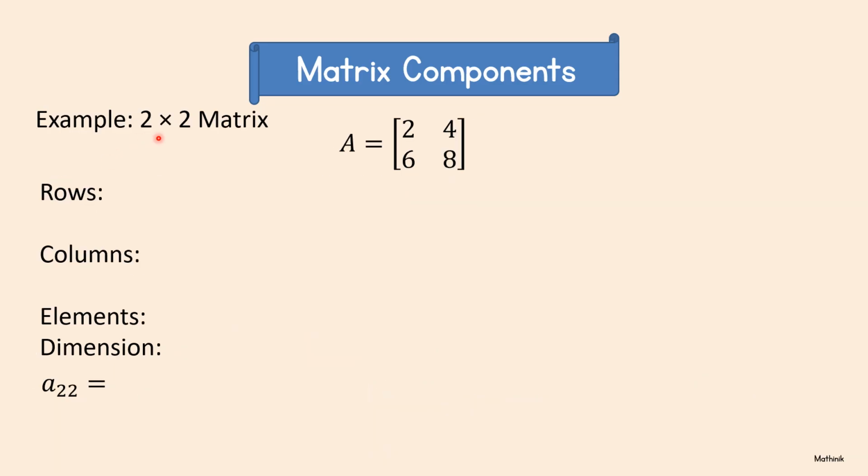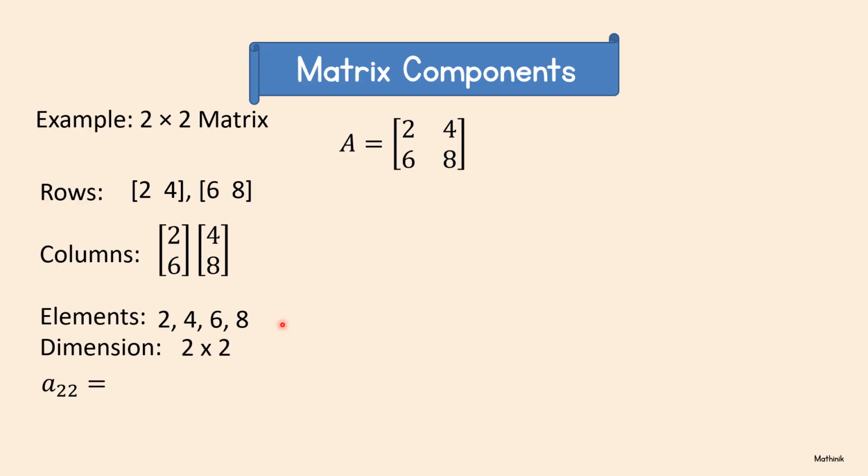Okay, so let's have an example, a 2 by 2 matrix: 2, 4, 6, 8. The number of rows is 2, right? So row 1 is 2, 4, and row 2 is 6, 8. Then we have columns. The number of columns is 2. So we have 2, 6, and 4, 8. The elements are 2, 4, 6, and 8. The dimension is 2 rows by 2 columns, or 2 by 2.